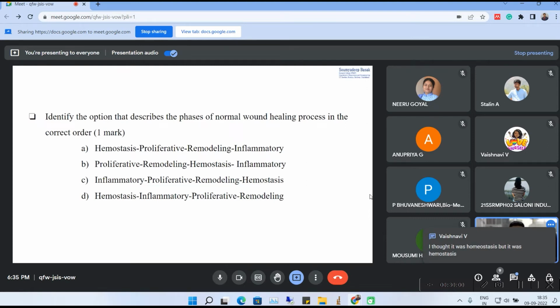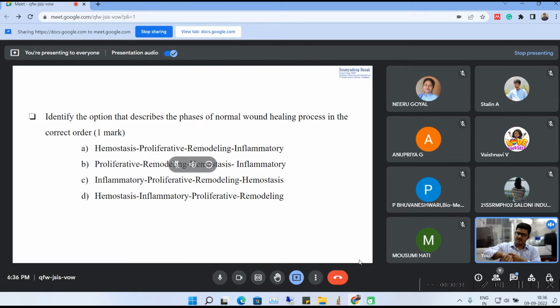Homeostasis means that at first the site needs to be stabilized. That's the first step. Then the last stage is the remodeling, tissue remodeling. The preliminary collagens and everything that has been secreted by the cells will then mature. That's why the last stage is the remodeling.